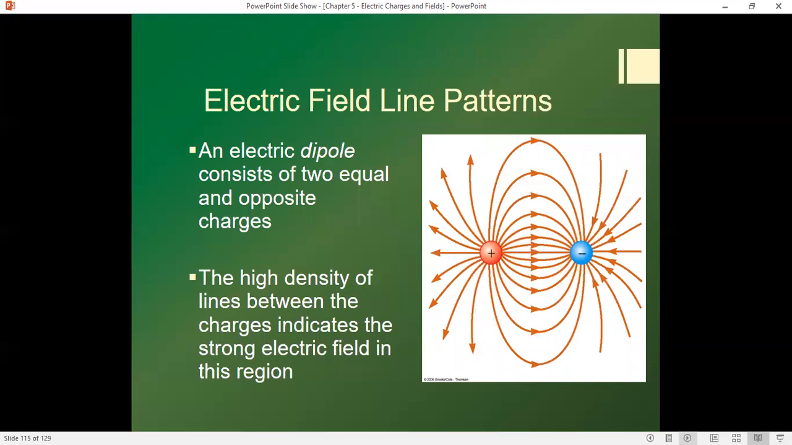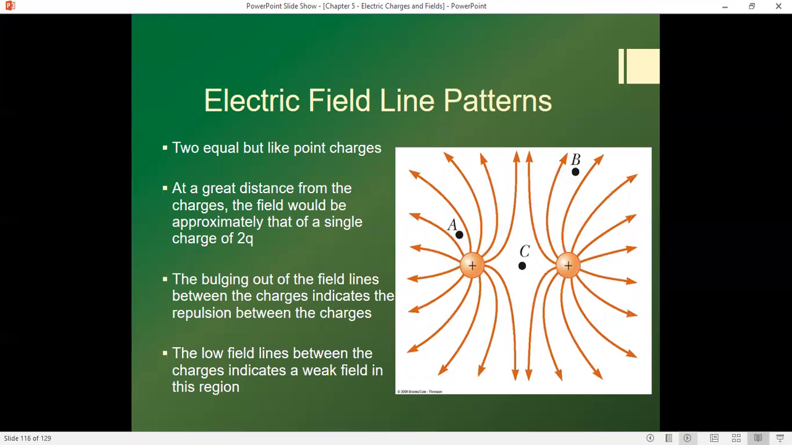So again, looking at the dipole charge, one thing that we notice is that the total charge of the system is actually zero. If both are equal and opposite in charge, plus Q and negative Q, the net charge again is zero, but we still can have the presence of an electric field, even though the net charge of a system can be zero.